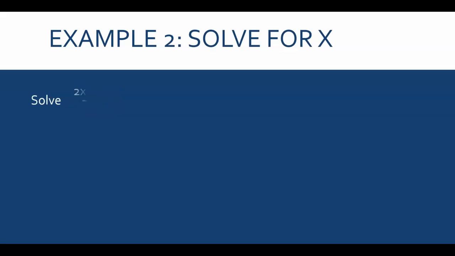Number 2, 2x plus 8 over 7 equals x plus 3 over 5. So we're going to cross multiply, and this one's a little bit trickier because now I have to distribute twice.